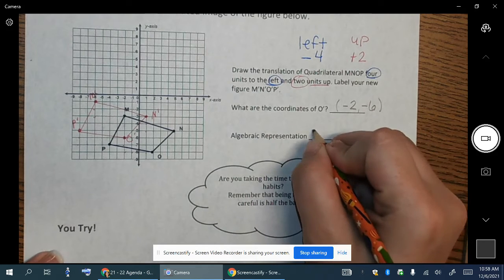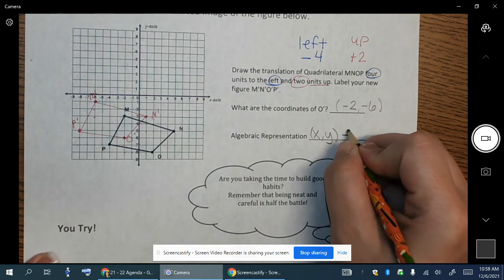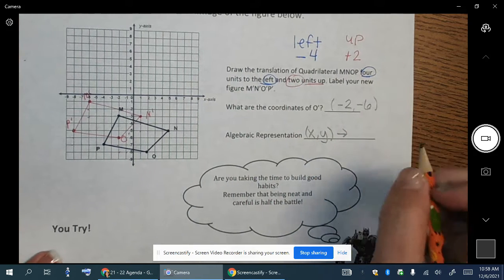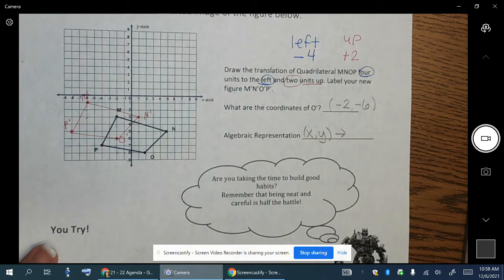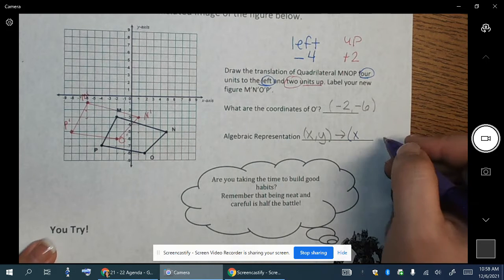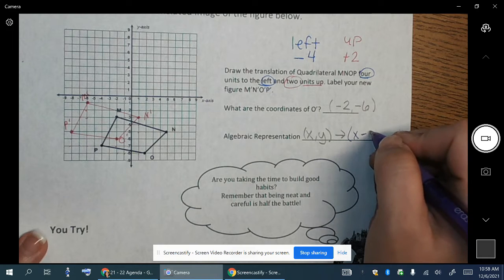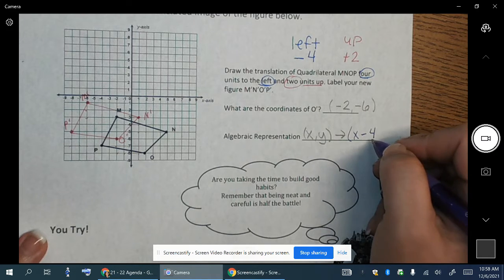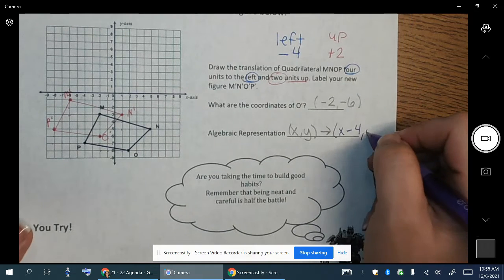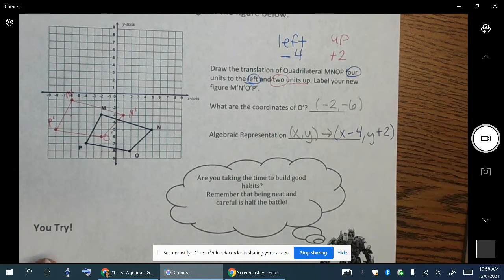Okay, I need my algebra expression. What does it always start with? What do we always start with? X and Y. X, Y. And now I need my algebra. X, what? I miscalculated one. X minus 4, thank you. And then what happens to Y? Plus 2. Okay? And that is how you do the algebra expression.